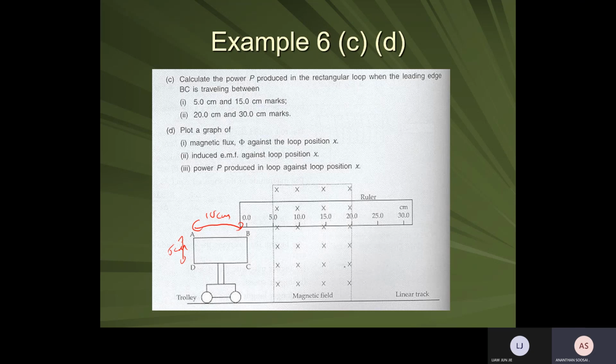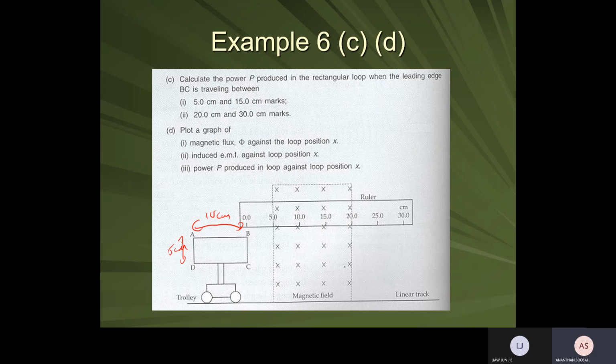You can use flux and flux linkage interchangeably. But the safest way is to say flux linkage, because the quantity NBA is also flux linkage. Better to use flux linkage.